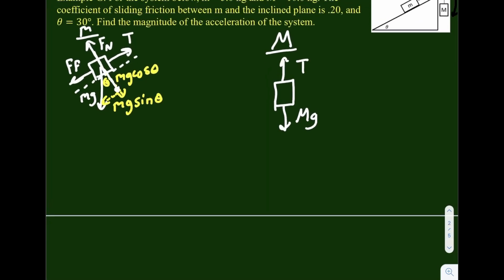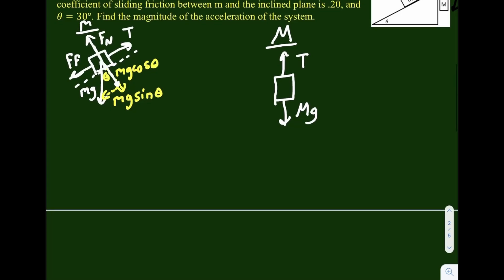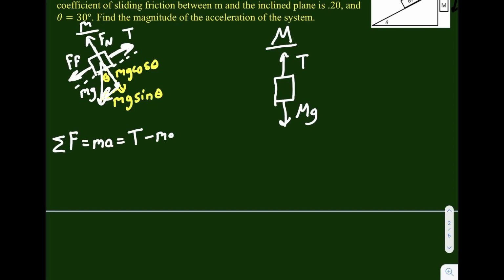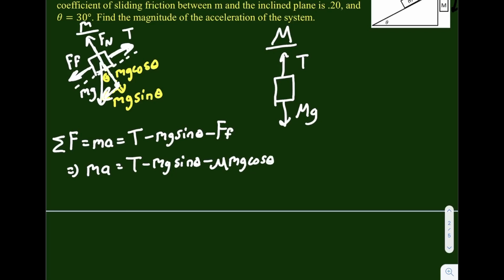Okay, so now I do F equals ma separately for both blocks. So I'll start with the hard one, which is the smaller block. So the sum of the forces equals little m times a. And then I have three forces in the direction of motion. I have tension acting uphill, friction acting downhill, and then mg sine theta acting downhill. So that looks like this. Tension is positive, mg sine theta is negative, and then friction is also negative. And I'm going to replace the force of friction here with mu times the normal force. So I have mu, the coefficient of friction, times the normal force on an incline, which is mg cosine theta. Okay, so that's my first equation.